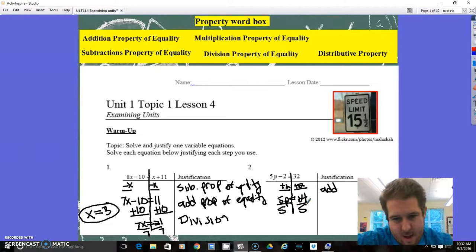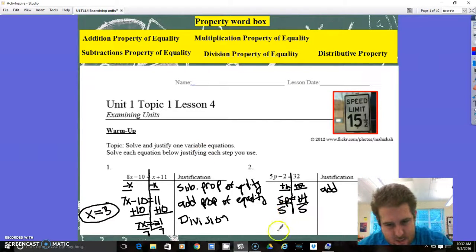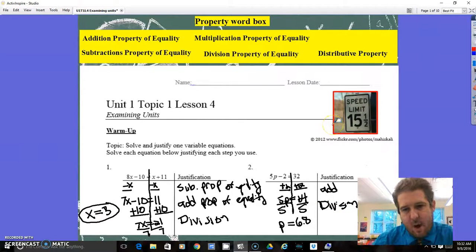And I need to pull out my calculator again. So that's going to be 34 divided by 5. It's going to give us about 6 point something. I believe it's 6.8, but I'm going to use my calculator to check anyway. So 34 divided by 5 is 6 and 8/10, just like I had predicted. P equals 6 and 8/10. That's the division property of equality. All right, so that's talking about equality, all those properties that we've been doing in class.